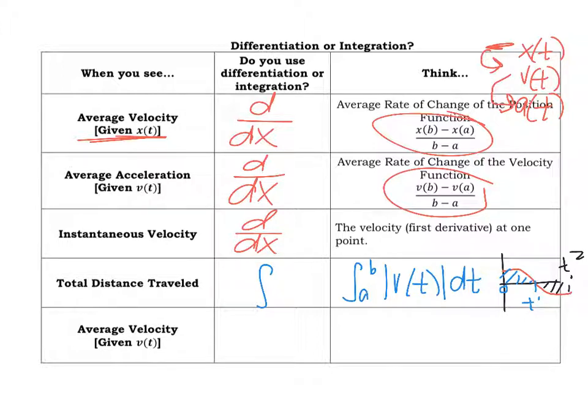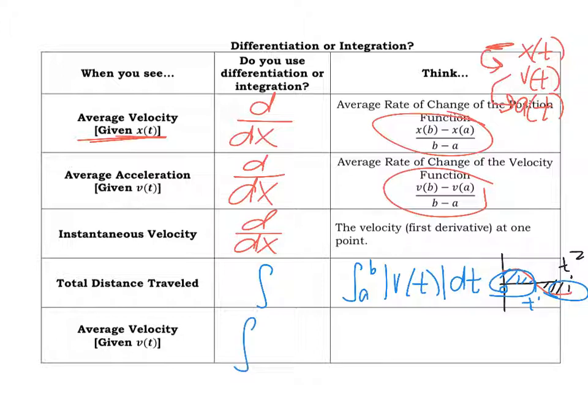If you're finding the total distance traveled, first you have to find the positive area, and then you have to find the negative area if there is a negative area, and then add them together, because I'm going to find the total distance. Total distance means I'm adding, even if I walk backwards, I'm still adding how many steps I get, right? And then average velocity is also an integral.